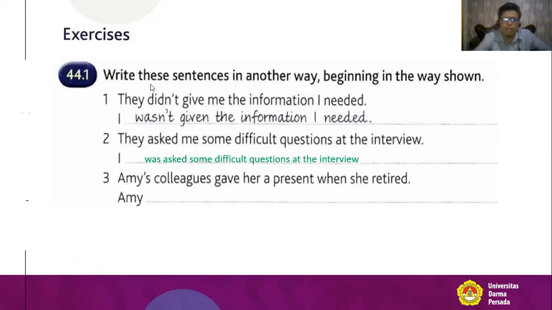And then the next one, let's see. Amy's colleagues gave her a present, two objects. So we start from her, that is Amy. So you say Amy was, and then gave becomes given. Amy was given a present. She gave, that is simple past, so we say was given. Okay. Next.